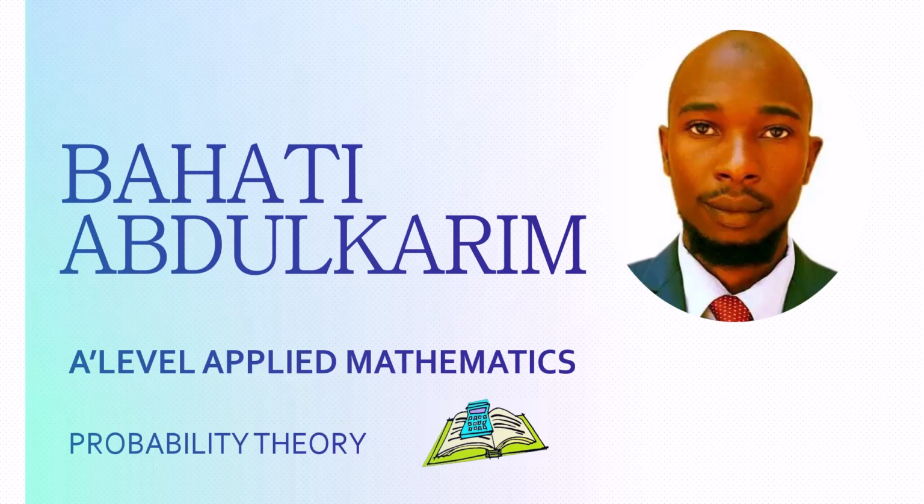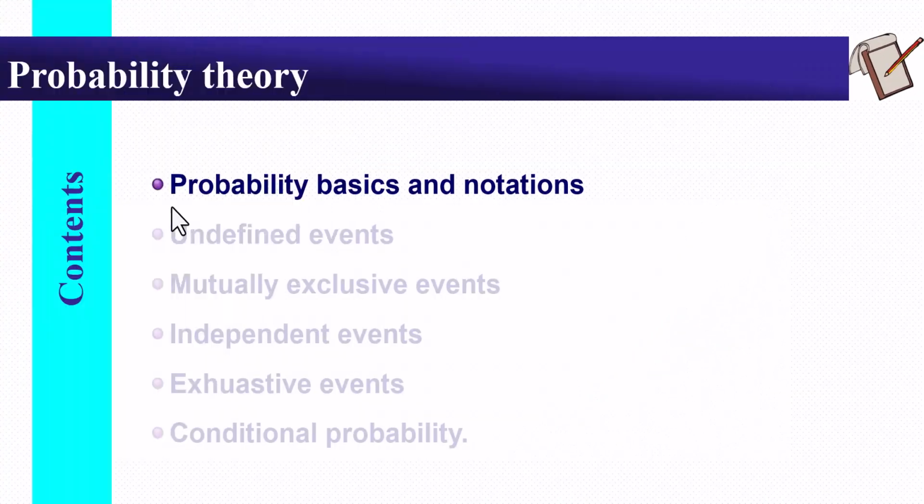Let's look at what we're going to study today. In probability theory, we're going to look at probability basics and notations, undefined events, mutually exclusive events, independent events, exhaustive events, and lastly, conditional probability.